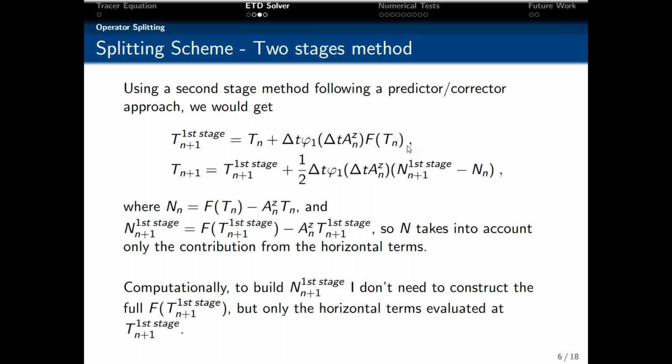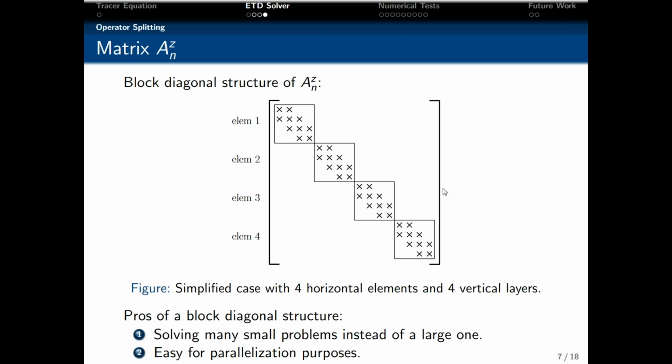And then it's very easy to compute the difference that you see in the second stage, N of the first stage minus N, where in general with N, we indicate the contribution given by the horizontal terms only. Specifically, when you compute N of the first stage, you don't absolutely need to compute the full right-hand side, but just consider the horizontal terms. And this will give you an advantage from a computational point of view.